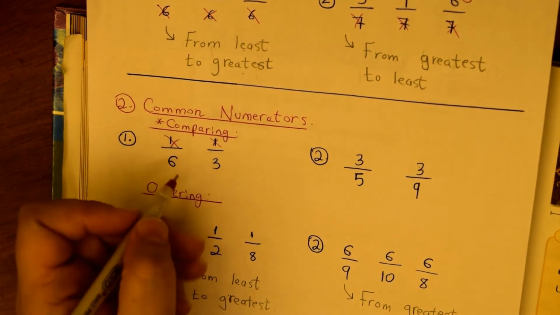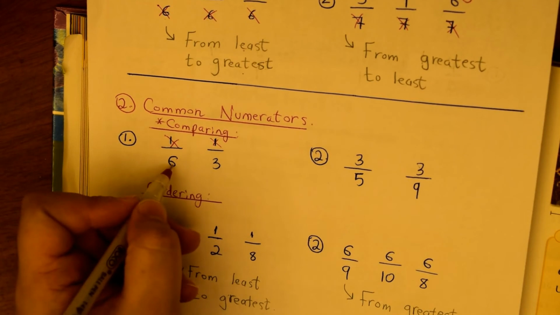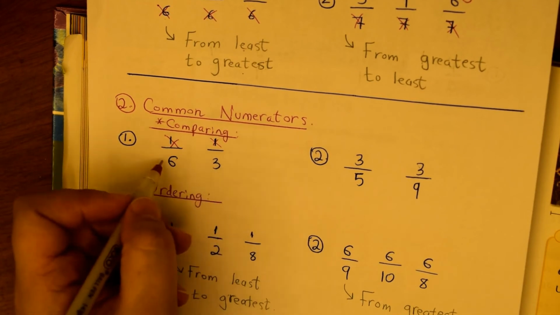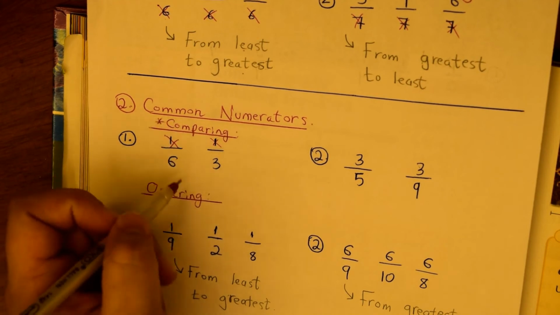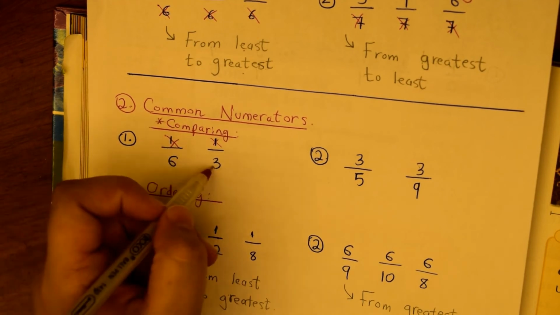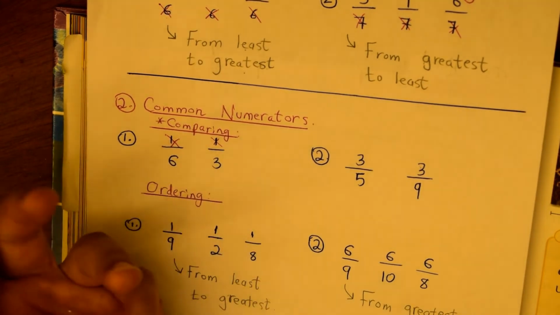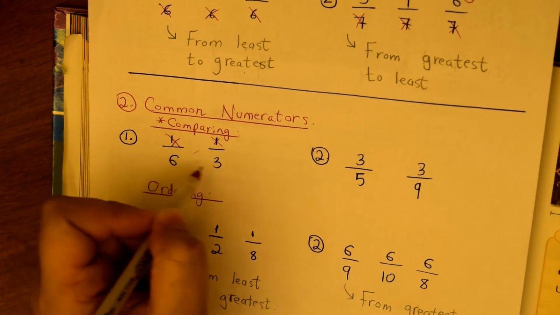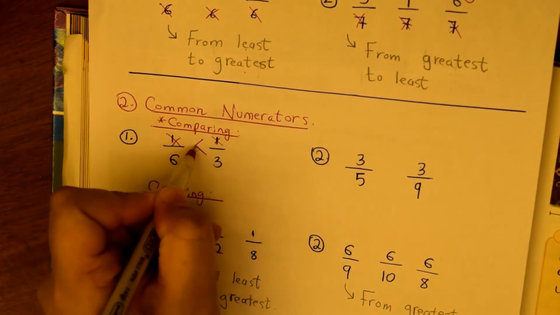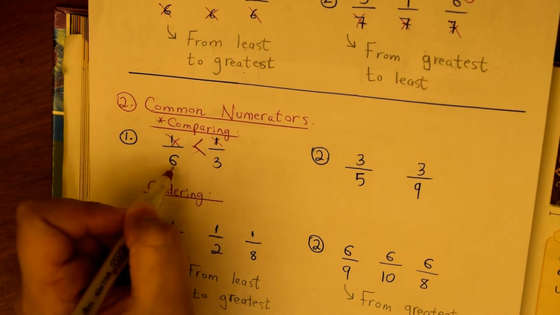Okay, then I will ask myself which number is greater, 6 or 3. 6 is greater than 3, but I have to notice that the numbers now are down. So when I have common numerators, I will see which one is greater, 6 or 3. 6 is greater, but because my numbers are down, I will flip the sign. Then 1/3 is greater than 1/6.